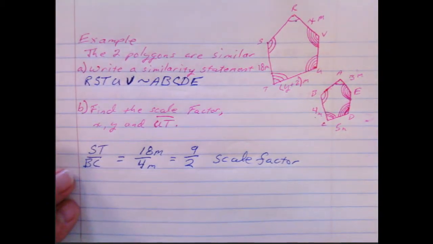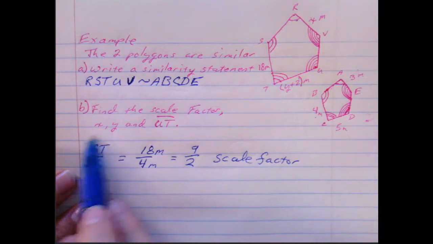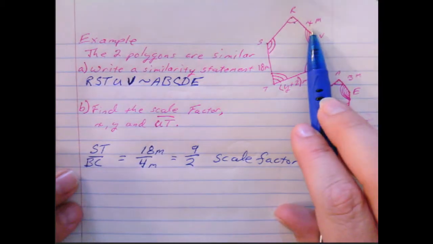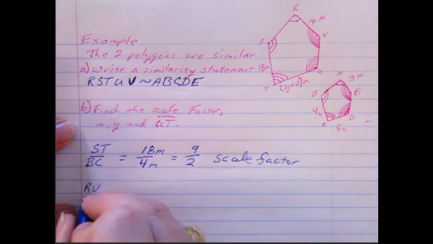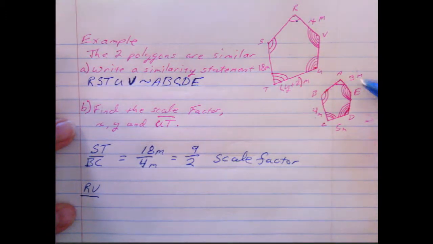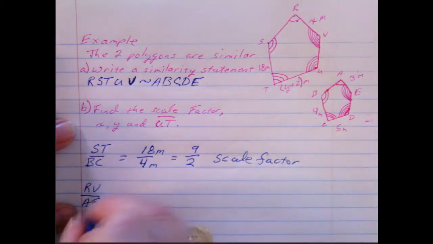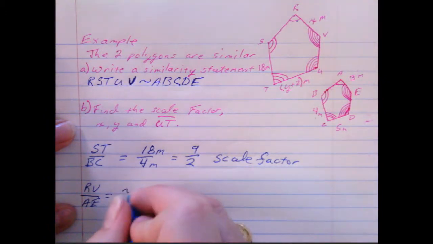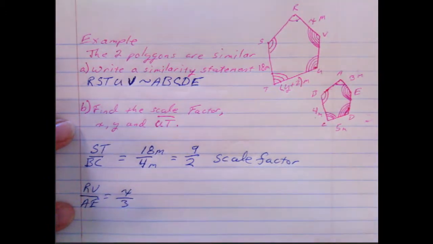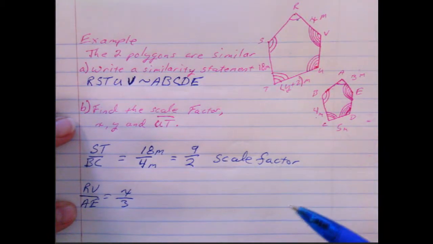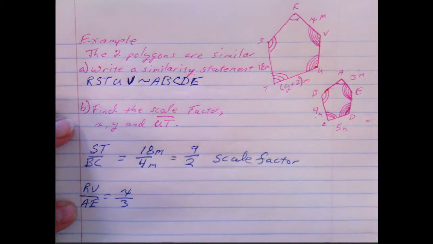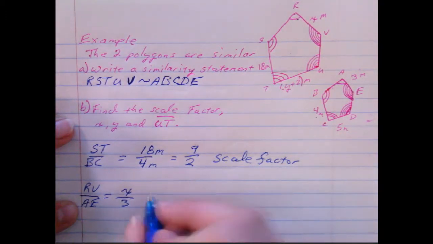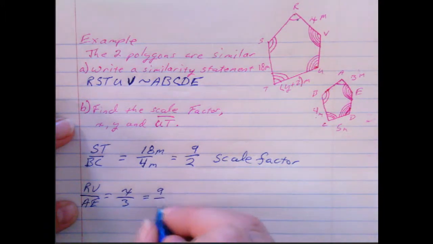Alright, now I'm going to try to find my x, my y, and my UT. I see x is here. So x is RV, and the corresponding side is AE. So x over 3. Now if you remember, before we said scale factor needs to be the same for all of the sides. So this x over 3 has to give me the scale factor that I found up here at the top. So I'm going to set it equal to 9 over 2.